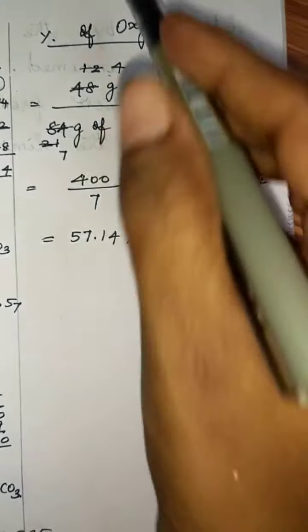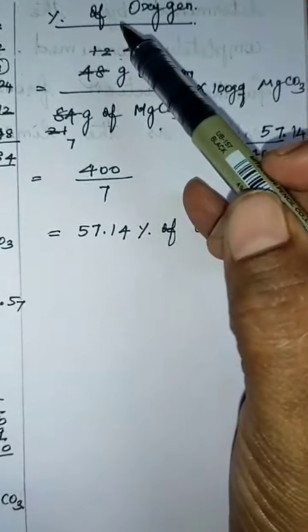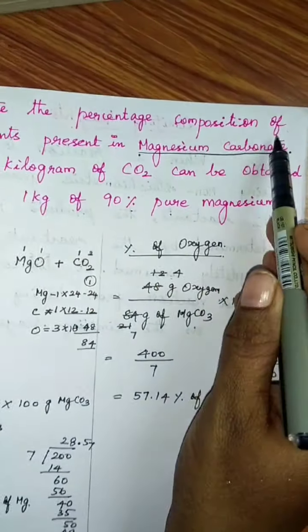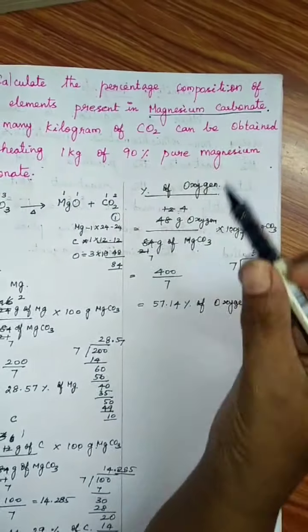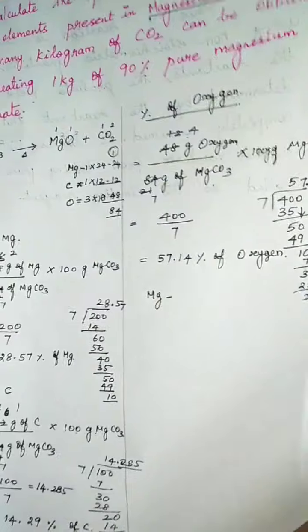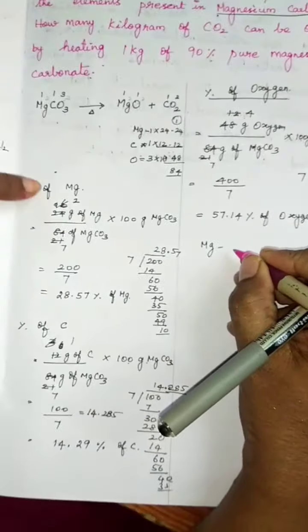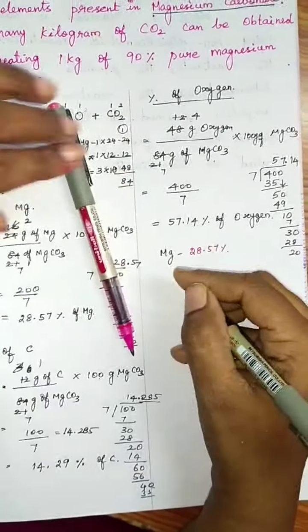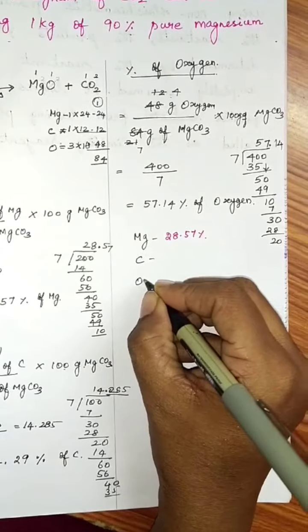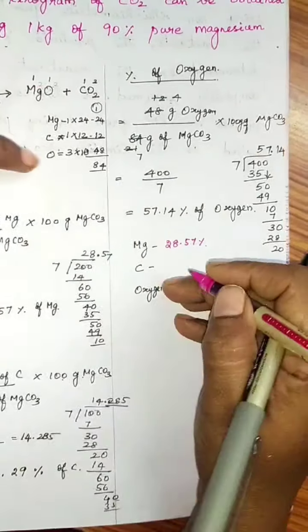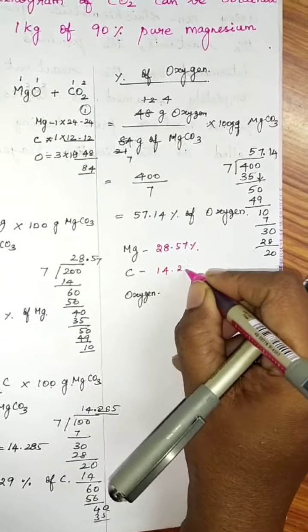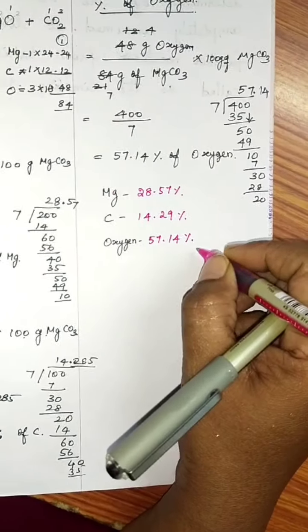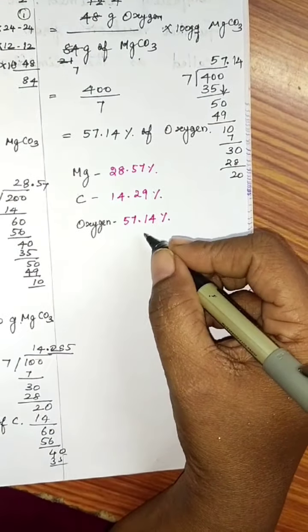Now we have to find the percentage composition of the elements present in the magnesium carbonate. Magnesium is 28.57 percent, carbon is 14.29 percent, and oxygen is 57.14 percent. You add all three and you get 100. So our answer is correct.